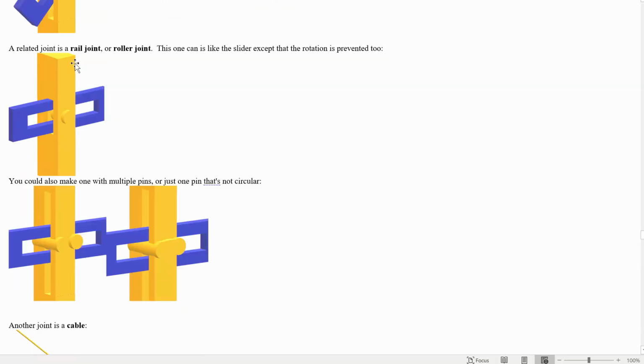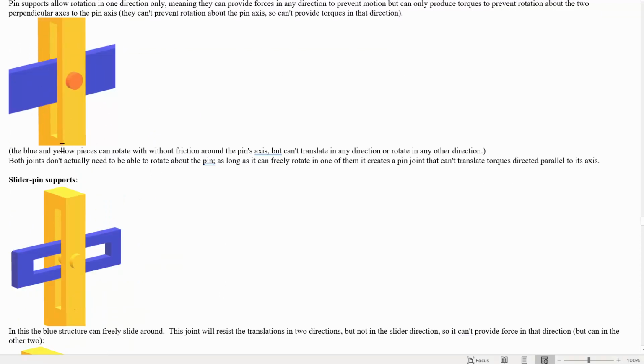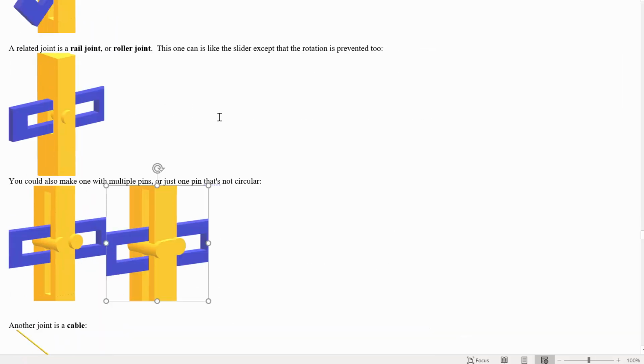You could also make a rail joint, which allows only translations but not rotations. So in that sense, it's kind of like in some ways the opposite of the regular pin joint, right? Which allows one rotation only but nothing else. This allows one translation only but nothing else.